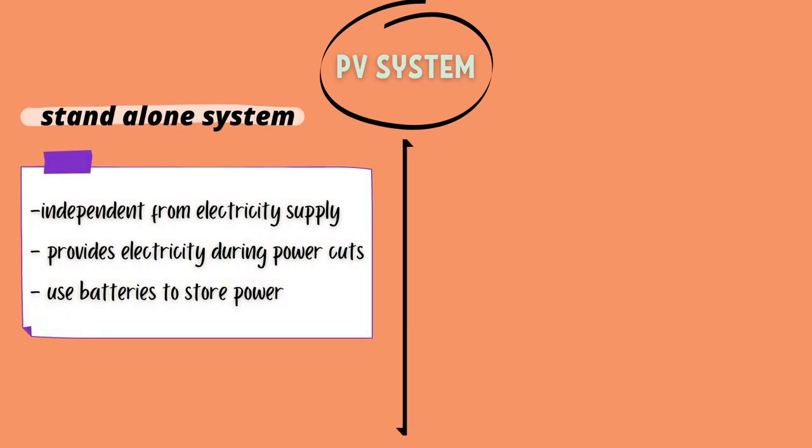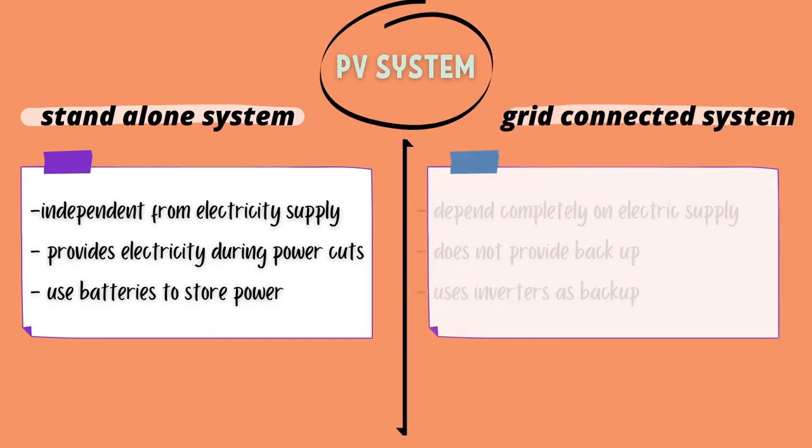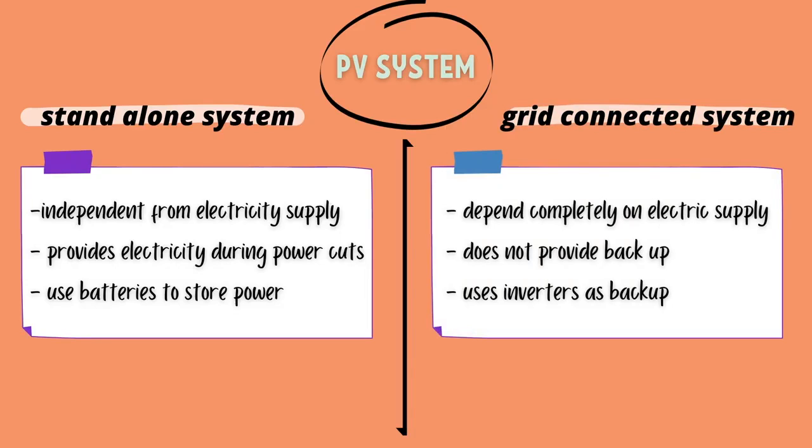Standalone system, or off-grid system, is independent from electric supply. It provides electricity during power cuts and uses batteries to store power. Meanwhile, grid-connected system depends completely on electric supply. It does not provide backups during power cuts, and it uses inverters as backup.